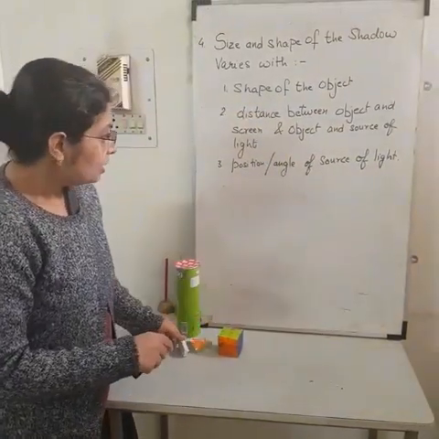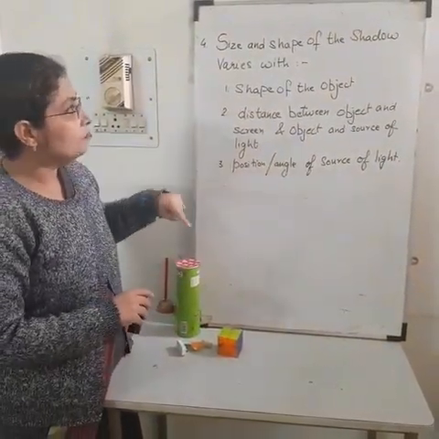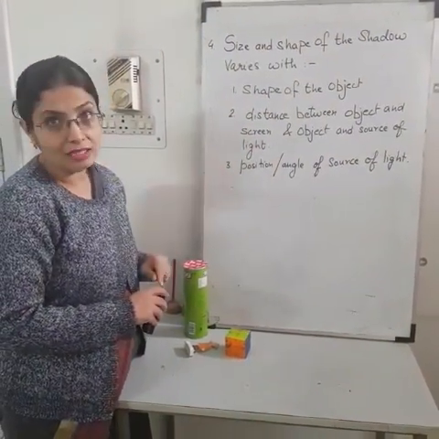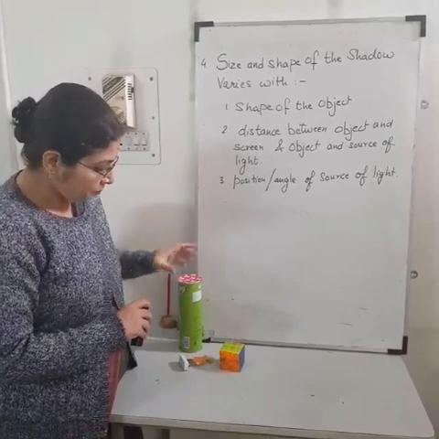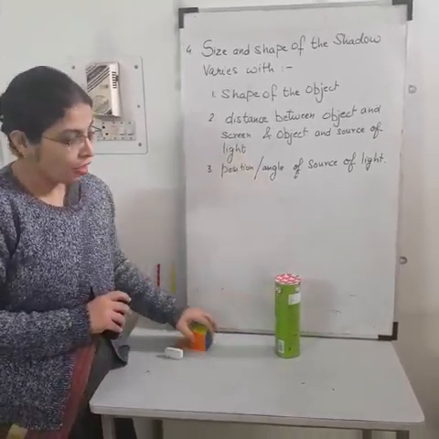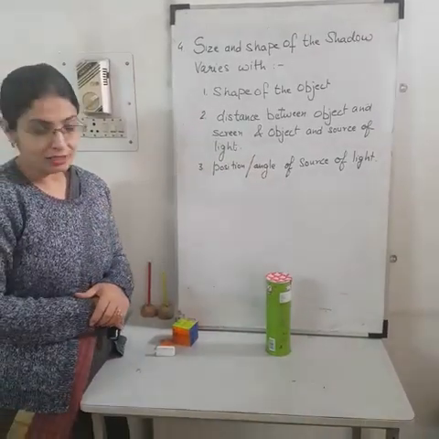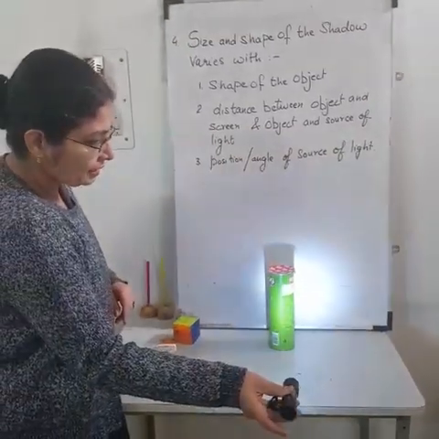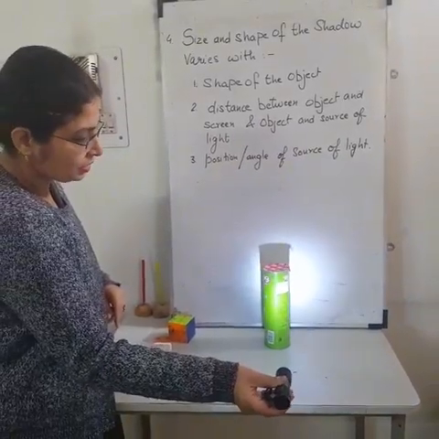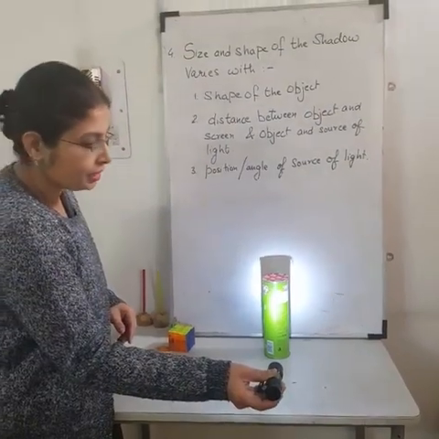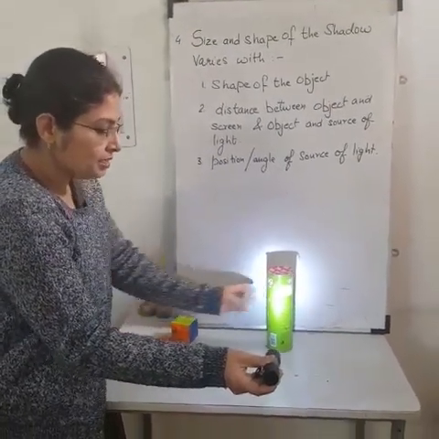Now the size and shape of the shadow also varies with the position and angle of the source of light. I have already shown you the shadow formation of this cylindrical object here. This box, when the source of light is coming from this direction, you can see a rectangular shadow is formed. But see what is happening now.